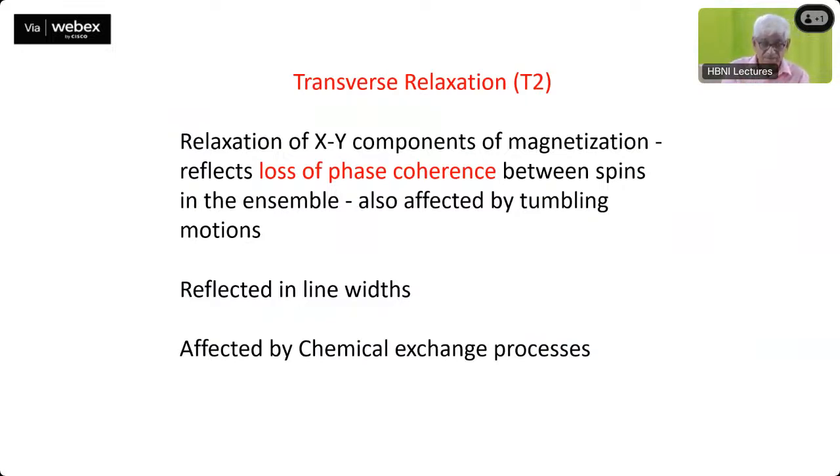So when T2 changes, the phase coherence changes and it will change the line widths, because the line width is related to e to the minus t by T2 star. Therefore, when the transverse relaxation changes, the line widths will change. Line widths will also change when there is a chemical exchange process, where a particular proton exchanges between two sites which have different chemical shifts and different lifetimes, and then you will have different efficacies.